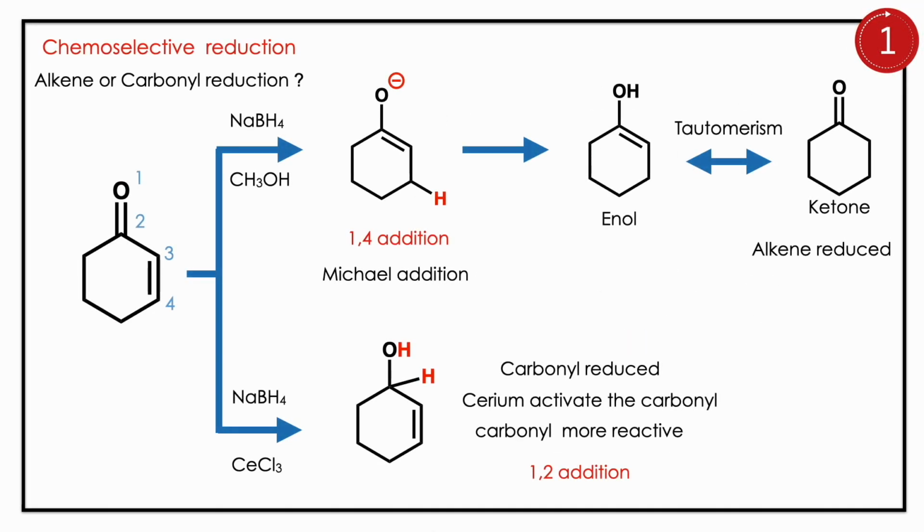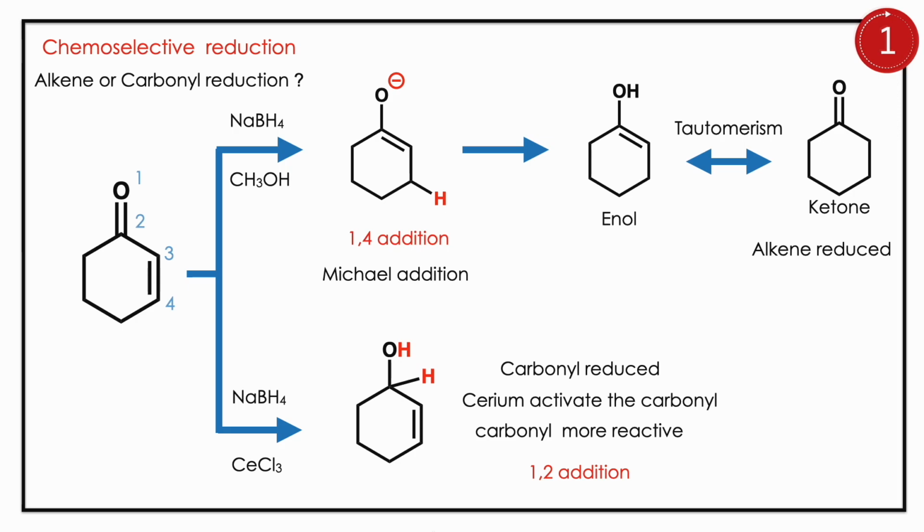Basically, the reaction is about chemoselectivity, whether the alkene will reduce or the carbonyl will reduce. Sodium borohydride in methanol goes through the simple pathway, which is 1,4 addition. You can call it Michael addition also. So the attack happens at the fourth position.